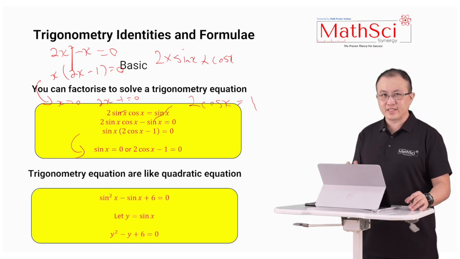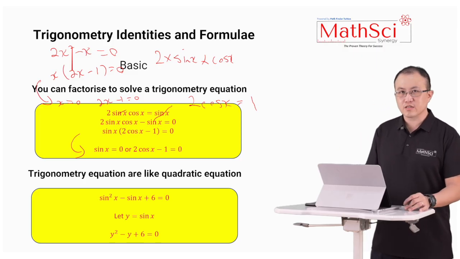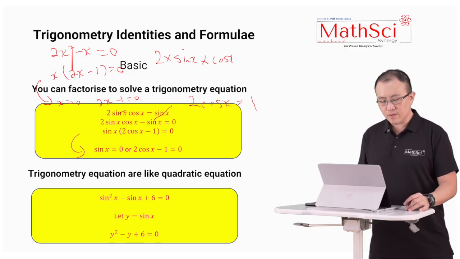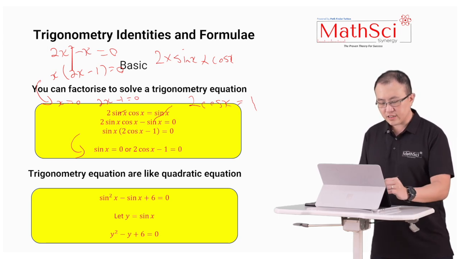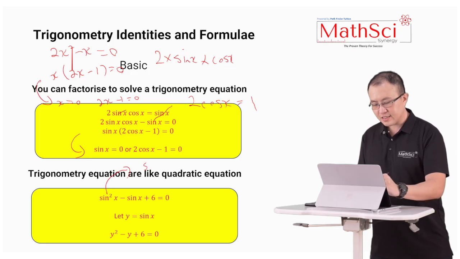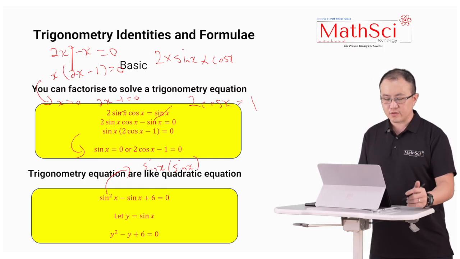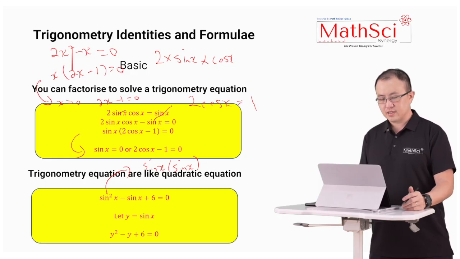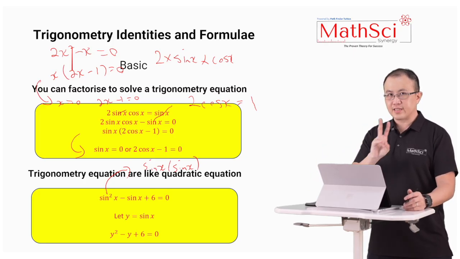Common thing to remember, number two: the second basic is that you can also do a substitution. For example, sine square x minus sine x plus 6 is equal to 0. If you find this very confusing, why not let y be sine x? Take note that sine square x is actually sine x times sine x. So if I change it to y, it will just be y times y, which is y squared. So y squared minus y plus 6 equals 0. This equation can then be factorized, or use your calculator to solve. So this is basic number 2.